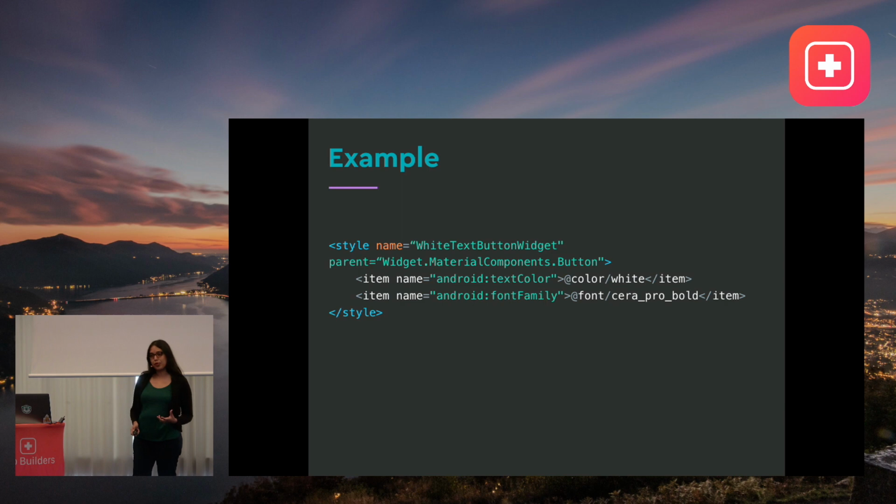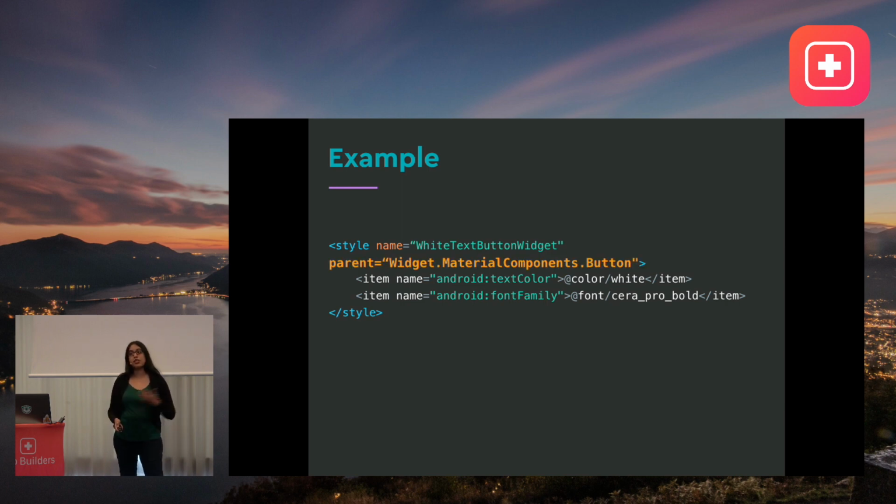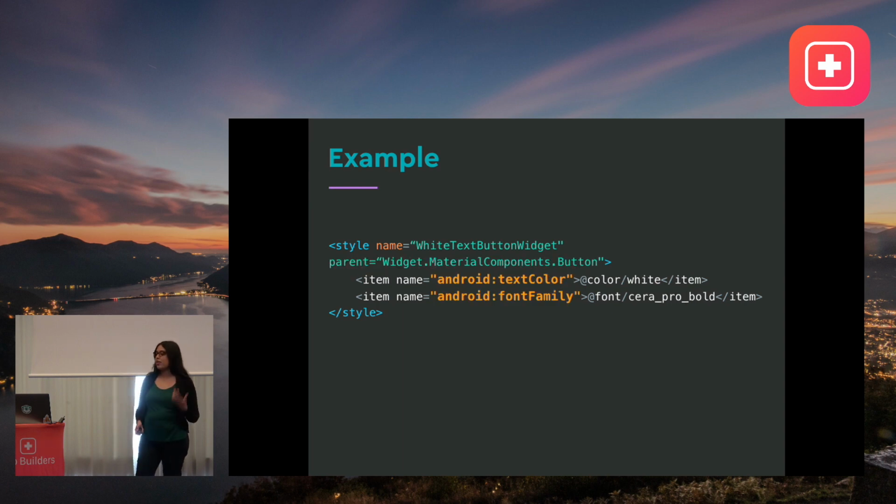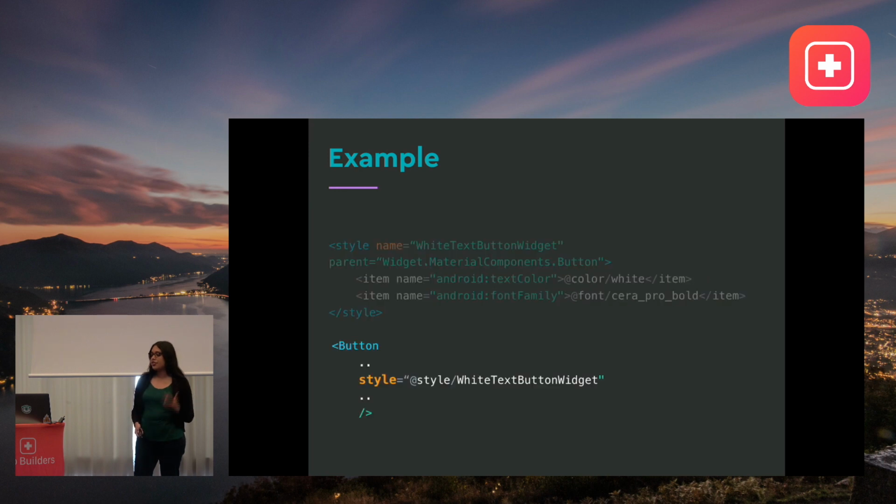So let's take a look at an example of a good old style. In this case, this style is inheriting from another style. So styles can inherit from each other. And then we have our attributes such as Android text color, Android font family, and these are the keys to our key value store. And the values is what we're providing in the style, which is color white and font Serif Pro Bold. And then you can apply the style using the style attribute on a view or anything that extends a view, such as a view group.